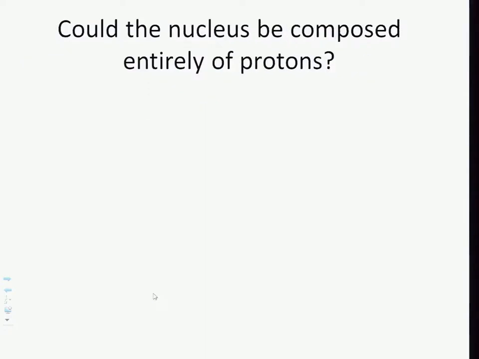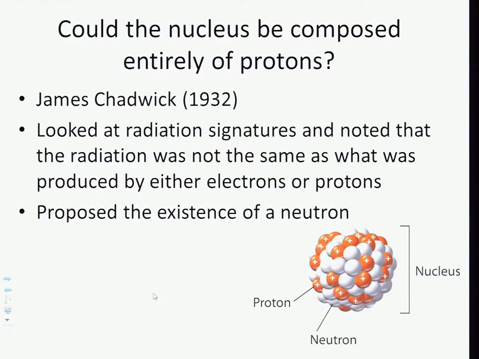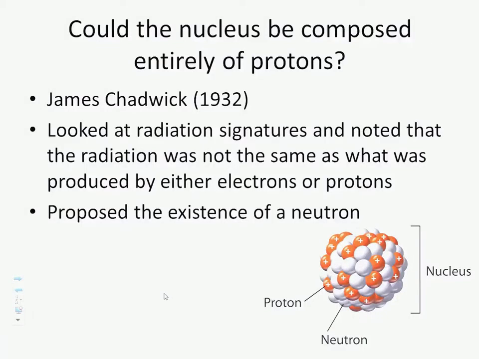Could the nucleus then be composed entirely of protons? So that was the question we proposed earlier. And James Chadwick had that exact same question. What he did was he looked at radiation signatures and noted that the radiation was not the same as what was produced by either electrons or protons. Now his work is not in our textbook, so if you want to learn more about him, you'll have to resort to good old Google. But basically he was the one that proposed the existence of a neutron.